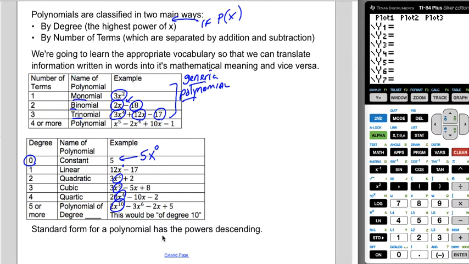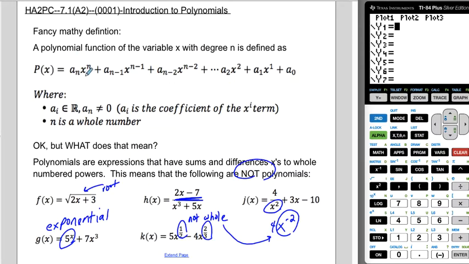So standard form of a polynomial has the powers descending, which if you look back, this was standard form, right? N is the highest power, x to the n. This is 1 less than that, right? And this is 1 less, and then 1 less, and so on, etc., until you get down to nothing. So standard form of a polynomial is to have the powers of the variable descending.